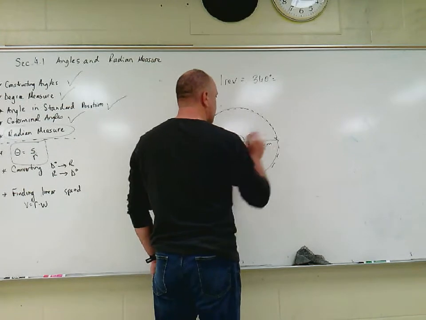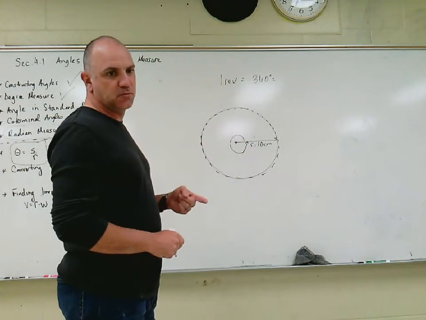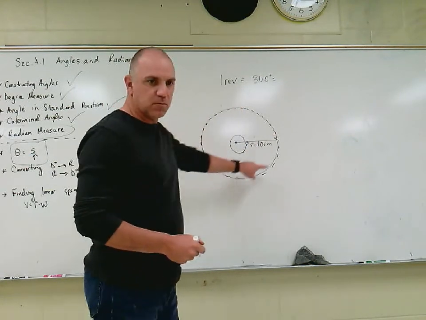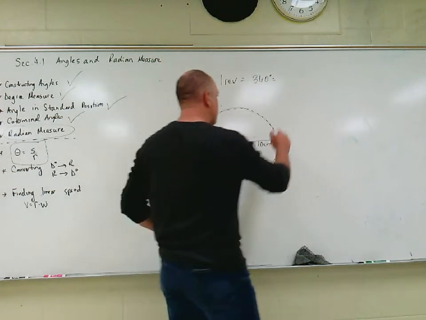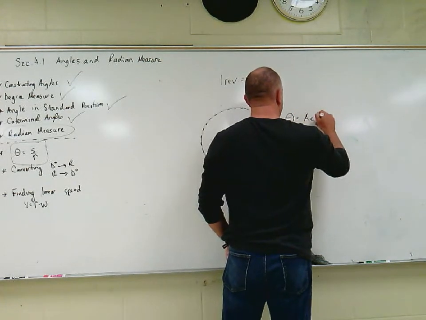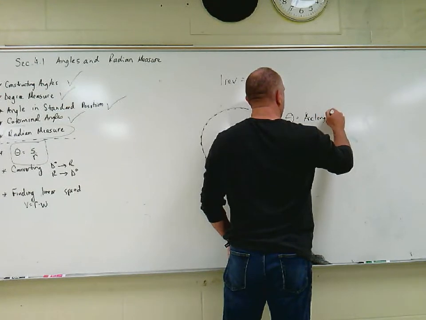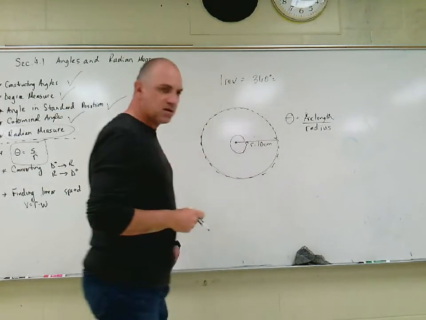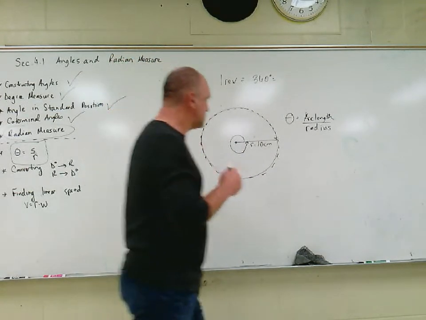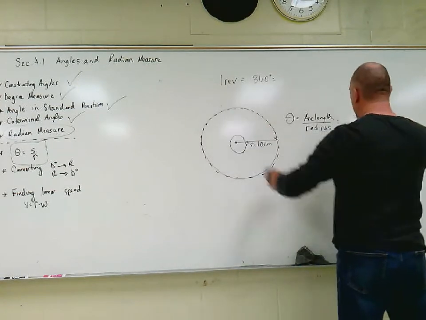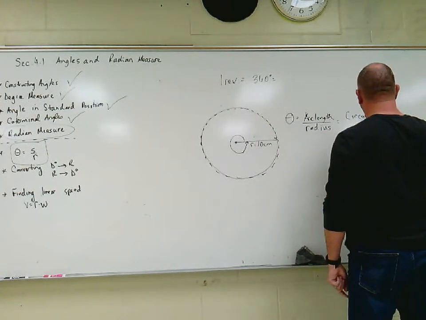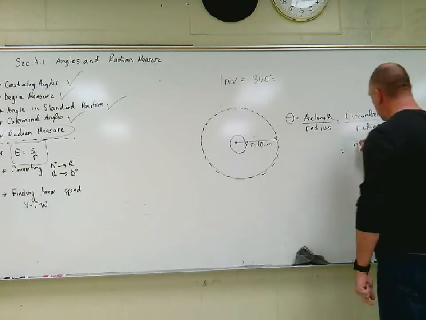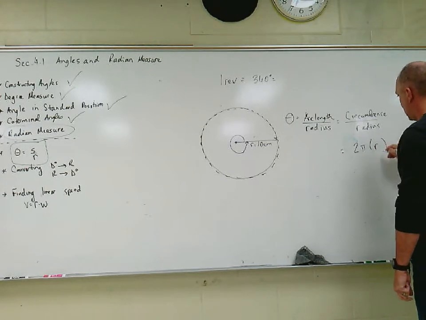So in this case, the arc length is equal to the circumference of the circle, because if we go one revolution, the entire outer part of the circle is the arc length. So if I want to figure out this angle, it's arc length divided by radius. And even though I'm not given the arc length, I can figure it out, because in this case, since it's one revolution, the arc length is circumference over the radius. And the circumference of a circle is 2 pi times the radius divided by the radius.